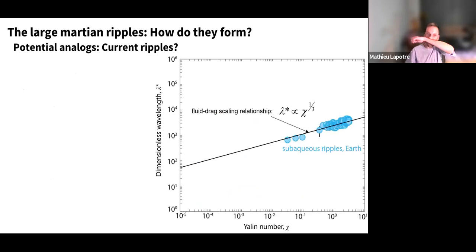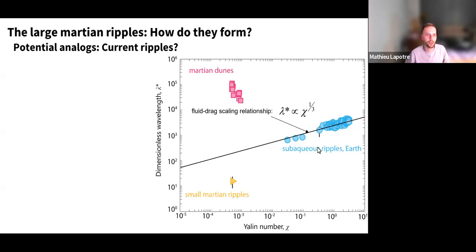So here I'm plotting our dimensionless wavelength, lambda star, on the y-axis as a function of the Yalin number on the x-axis for a variety of different bed form types. Here I'm plotting current ripples on Earth in those blue circles, and you can see that they plot along a power law of exponent 1/3, which is shown by this line here labeled fluid drag scaling relationship.